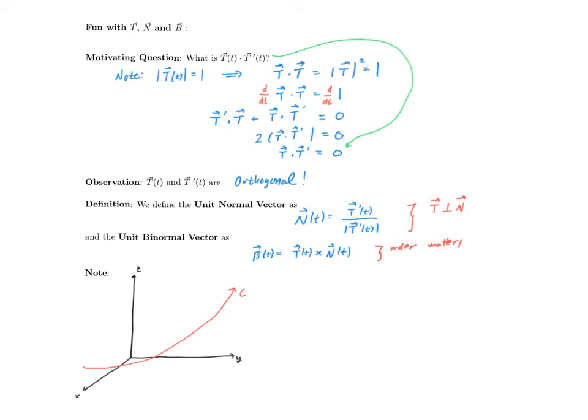Let's make a quick observation. We've noted above that T and N are orthogonal to each other. And remember, if you take the cross product of two vectors, the result, B here, would be orthogonal to both T and N. So in a sense, what we've created is three mutually orthogonal vectors. T, N, and B are all orthogonal to each other.